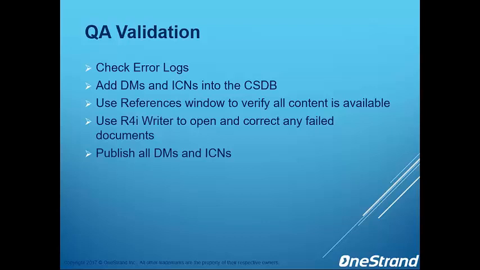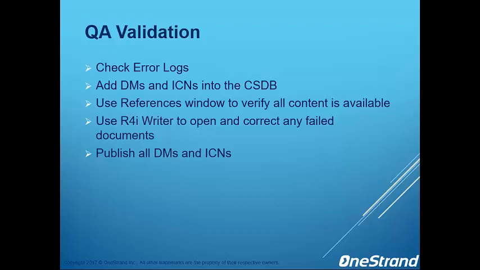Then what you've got to do is add those data modules and those ICNs into a CSDB, a common source database. Because then, inside the CSDB, such as in the R4I system, we can use our references window, and it will verify whether we have all of the linking happening. Do we have all of the ICNs there? Or does it say we've got a missing ICN or group of ICNs? Do we have missing data module codes?